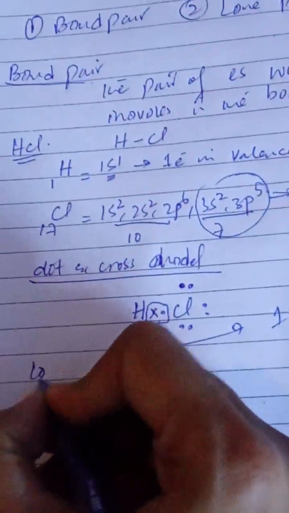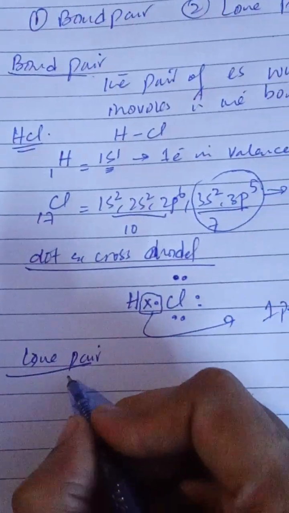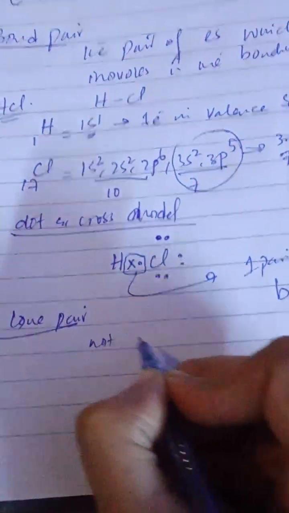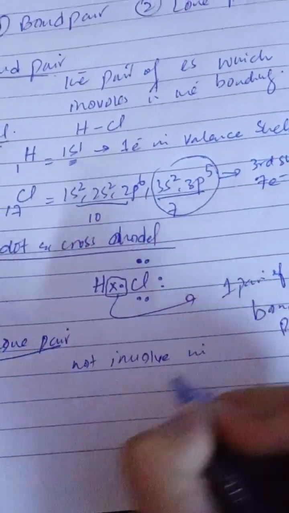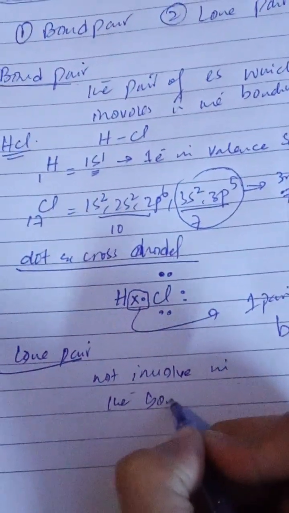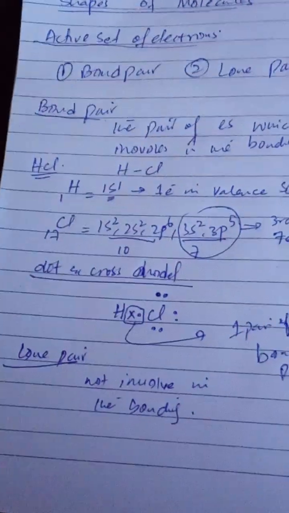Now we have to consider the lone pair. What is the lone pair? The lone pair is the pair of electrons which is not involved in the bonding. Here we can take the example of ammonia.